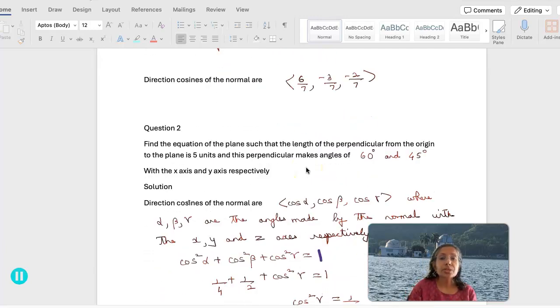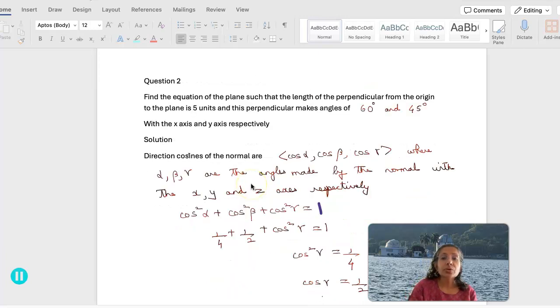Coming to the next question, find the equation of the plane such that the length of the perpendicular from the origin to the plane is 5 units, and this perpendicular makes angles 60 degrees and 45 degrees with x and y axis respectively. So I need to use the formula r dot n cap equal to p. So we need a unit normal.